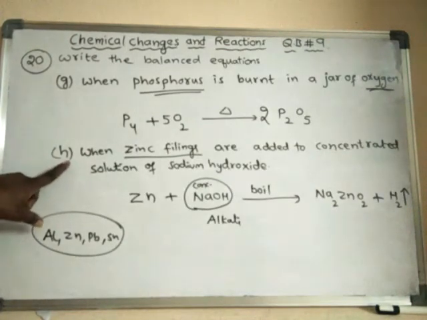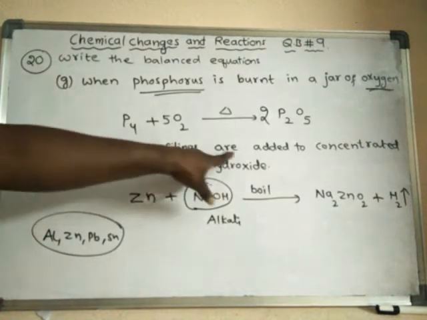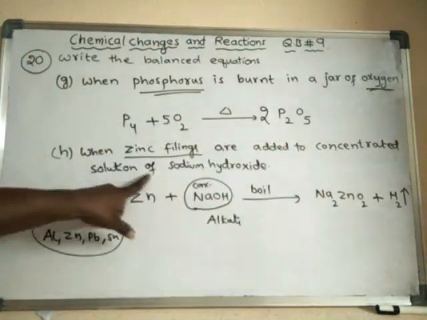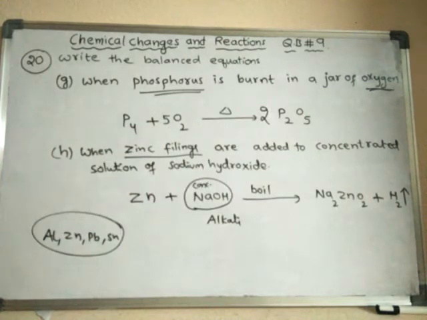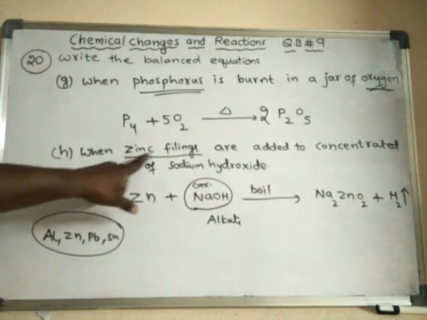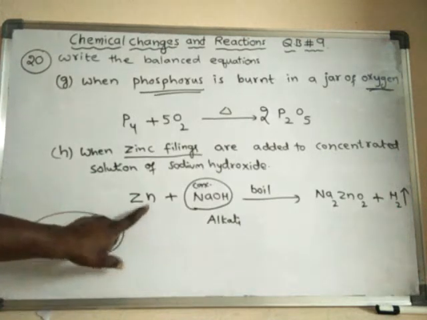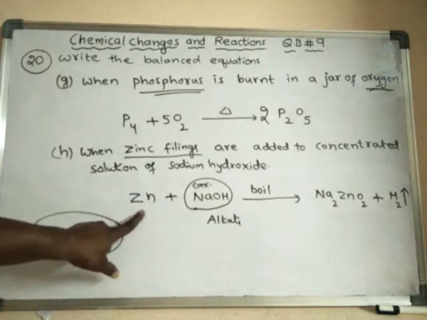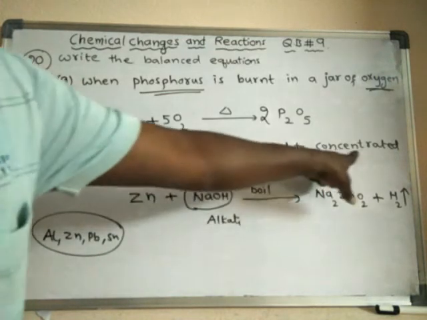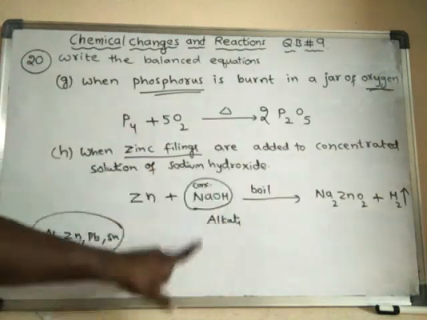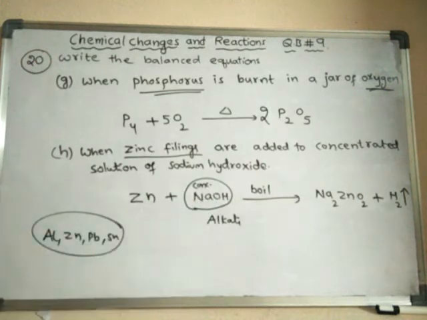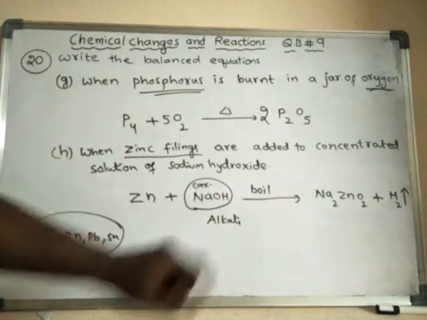So the H question says that when zinc filings are added to a concentrated solution of sodium hydroxide. What is the meaning of zinc filings? Zinc filings means small pieces of zinc. So zinc is added to a concentrated solution of sodium hydroxide. Concentrated sodium hydroxide is an alkali.